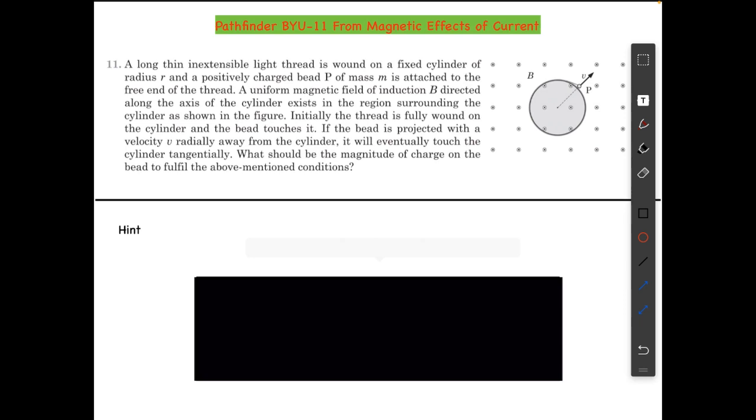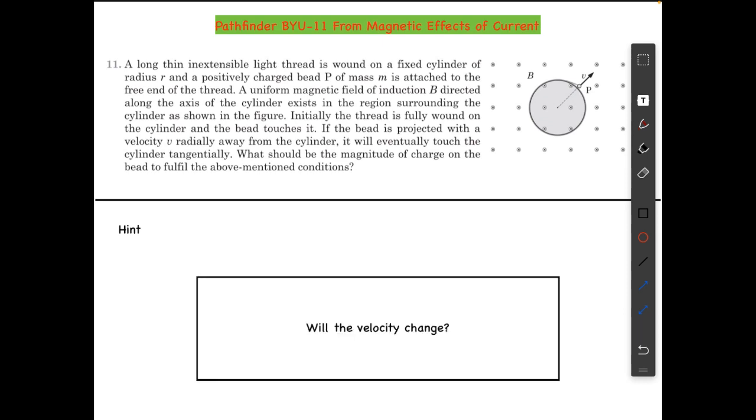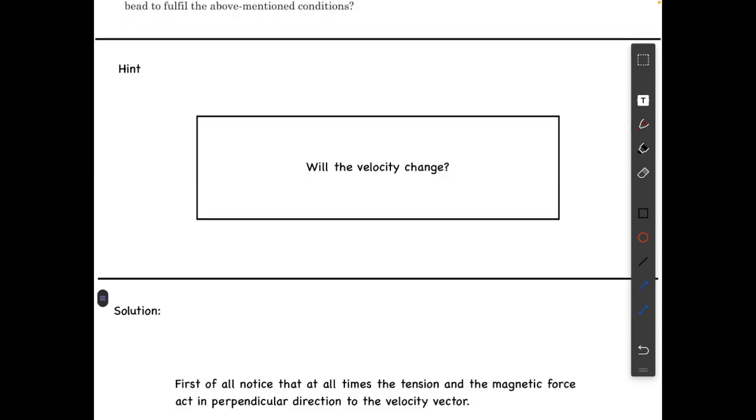So now let's look at the hint. This is actually the same hint which is given in the book. You should think whether the velocity will change. So if you want to try it with the hint, you can do it now. So now let's look at the solution.